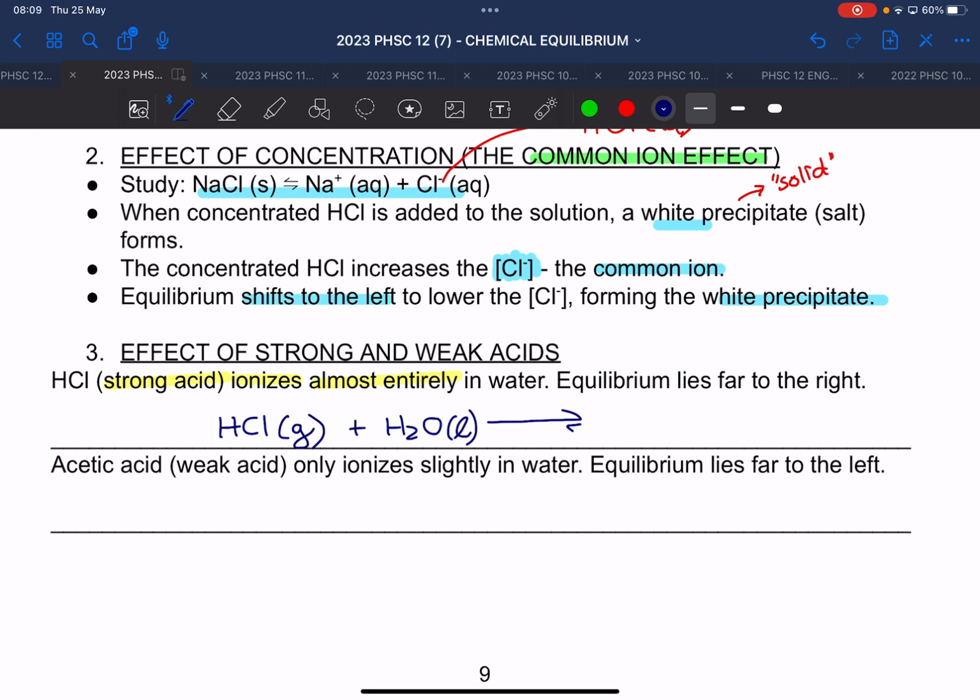Equilibrium lies to the right, and what's happening here is that hydrogen will react with water to get the, what do you call this molecule again? Hydronium ion. Well done. If I had a sweet, I would have given it.